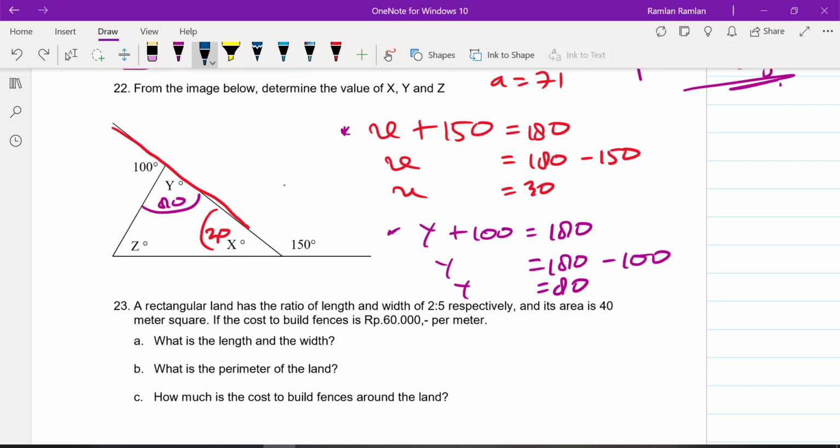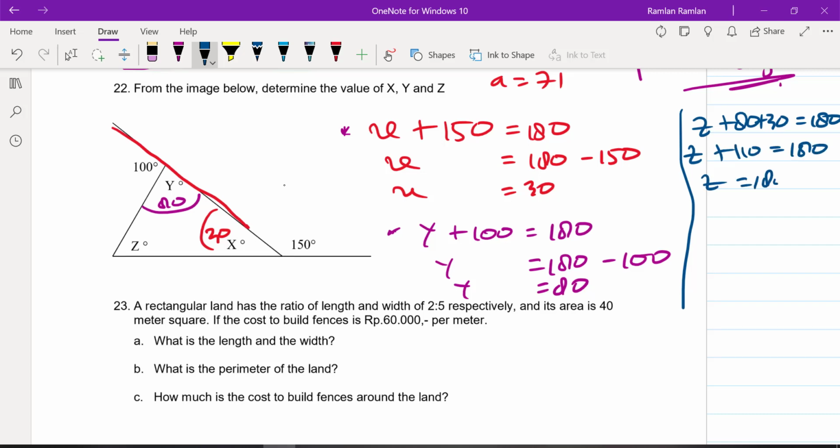Let me write down over here, guys. I'm running out of space here. So it's going to be z plus 80 plus 30 equals 180, right? So z plus 80 plus 30 equals 180 degrees. So z plus 110 equals 180. So z equals 180 minus 110. So z equals 70 degrees.